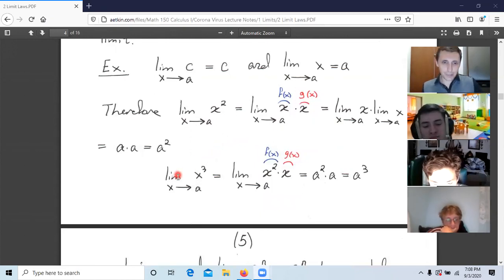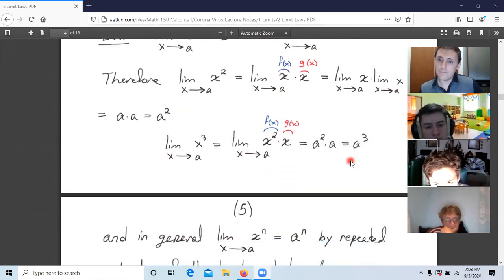So what we have here is the limit as x approaches a of x cubed. Now that I know the answer for x squared, I can break x cubed into x squared and x. Now it's a product of two functions whose limits I already know. This is going to be a squared, this is going to be a, so I get a cubed. You see, I use the product law recursively, and I get a cubed here.